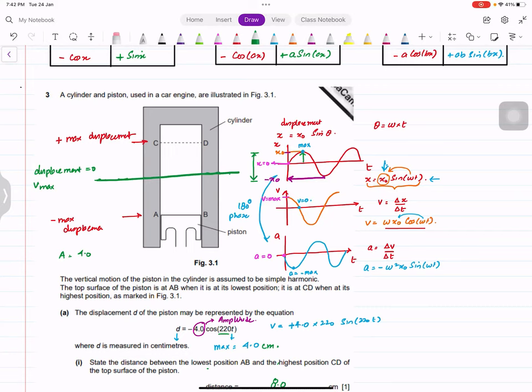So now you can also say this one is like plus 4, and this is like negative 4. Any questions? Let me know, please.